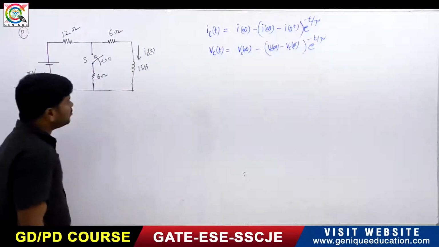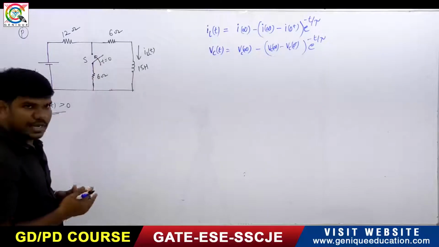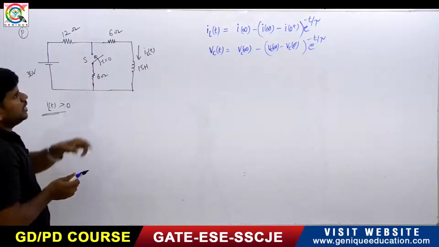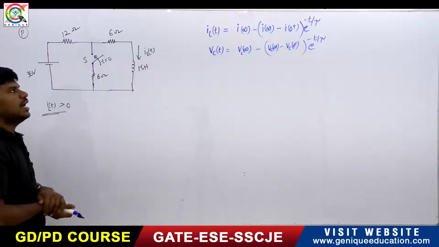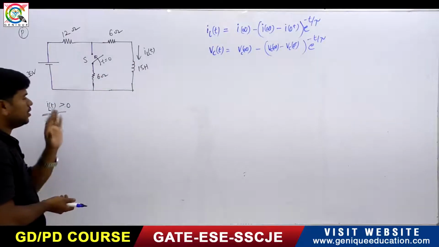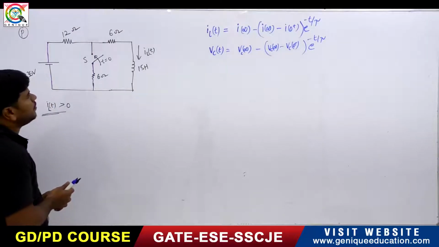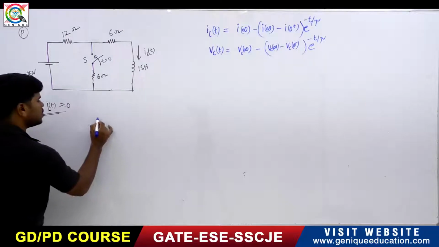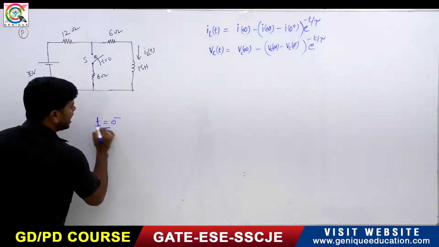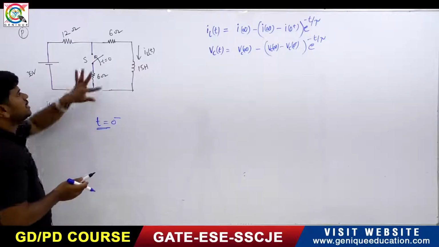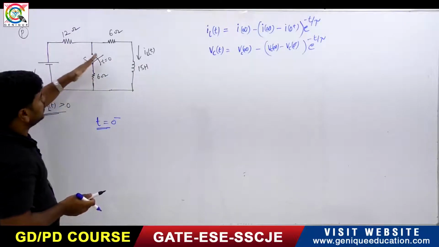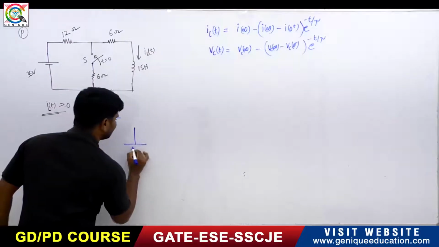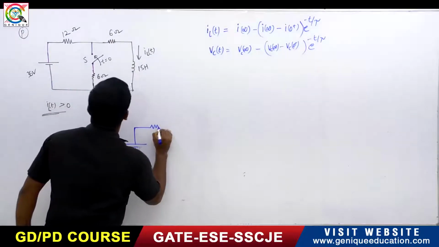If you observe this, one RL circuit is given here. See what he is asking. He is asking us to find the IL of t for t greater than 0. For this, first of all, what do we have to do? We have to go to the t equals 0 minus condition, which means just before switching. The circuit will be in steady state. The circuit will look like this. It is 36 volts. It is 12 ohm.